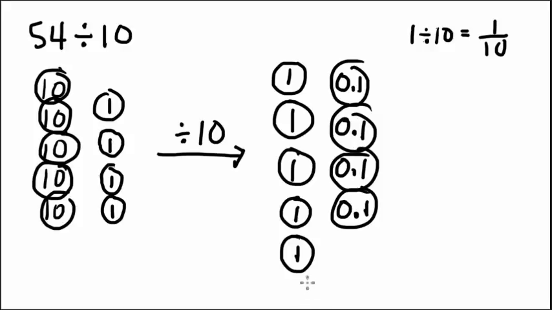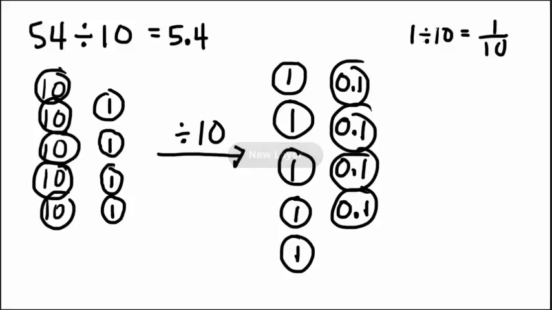Okay, so that is the concept that we're getting across today. If we add these all together, we get our answer. 1 plus 1 plus 1 plus 1 plus 1 equals 5. And 0.1 plus 0.1 plus 0.1 plus 0.1 is 0.4, or 4/10. So our answer would be 5 and 4/10. Okay, got that so far?